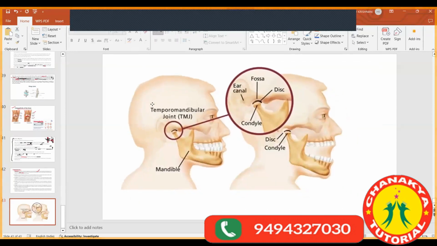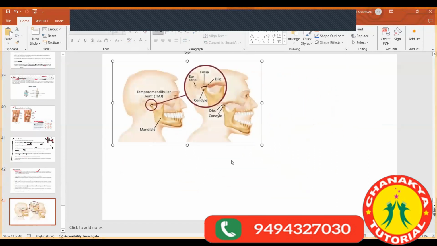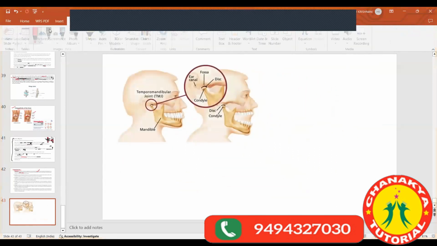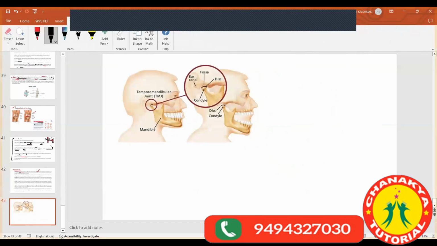Can you see that diagram? Yes. So here, can you see this jaw? This is the part of our lower jaw. This one here, where you have a joint, is called the temporomandibular joint.